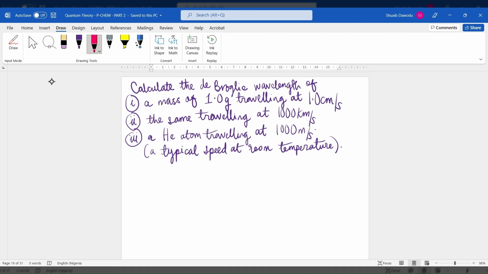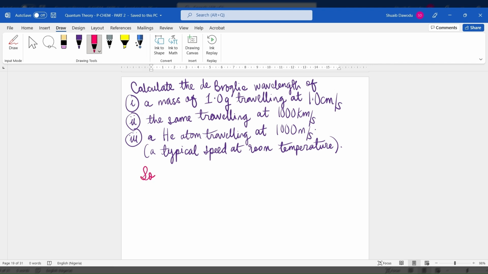Today we're going to be working on the questions on the screen that say: calculate the de Broglie wavelength. The first question is a mass of 1.0 grams traveling at 1.0 centimeter per second. The second question is the same mass traveling at 1000 kilometer per second. The third question is a helium atom traveling at 1000 meter per second, which is basically a typical speed at room temperature for helium. That's just more information. Anyways, we're told to solve the de Broglie wavelength of each one of these three scenarios.